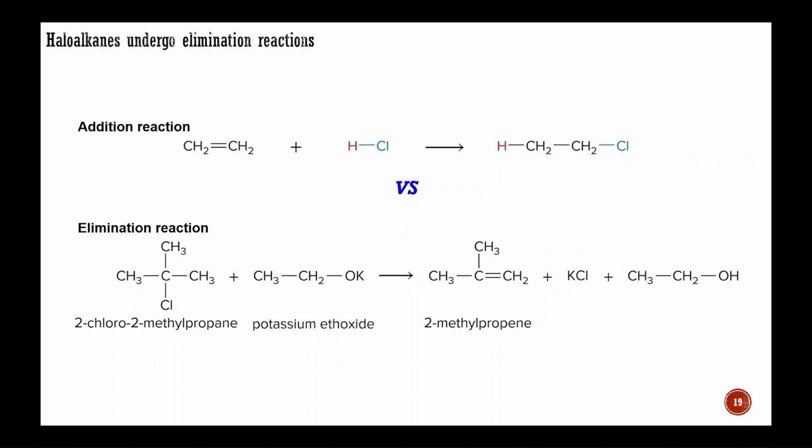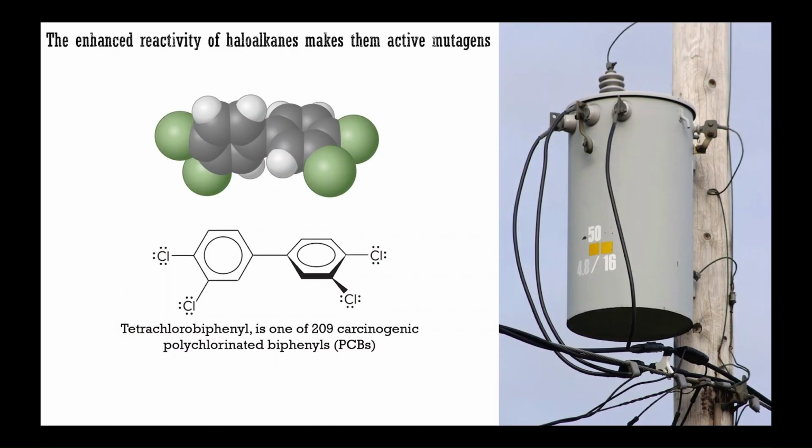The enhanced reactivity of haloalkanes makes them active mutagens. Some halogenated aromatic hydrocarbons are carcinogenic in mammals, have severe neurological effects in humans, and, to make matters worse, are highly stable in the environment. For example, polychlorinated biphenyls, which are used as insulating fluids in electrical transformers, have accumulated in rivers and lakes for decades and have entered the food chain. As a result, the presence of polychlorinated biphenyls in natural waters poses significant health risks and presents a major environmental cleanup challenge.